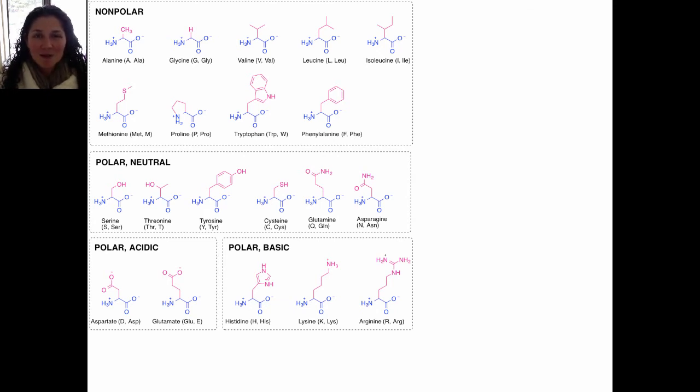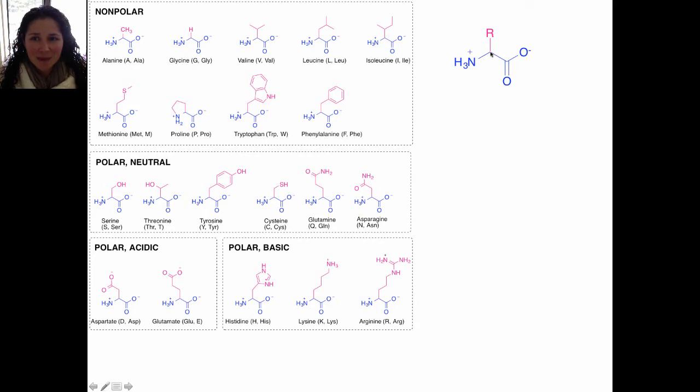In front of you is a table of amino acids. You'll want to get very familiar with this table. The amino acids are divided into four main categories: the nonpolar amino acids, polar amino acids that are neutral, in other words, they don't have ionic charges on their side chains, and polar acidic and polar basic.